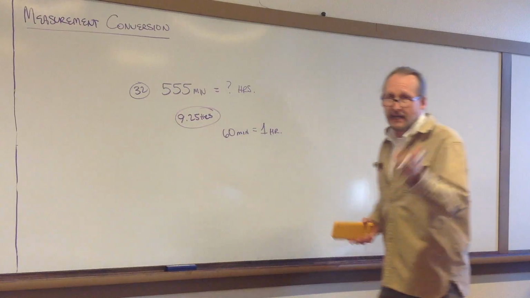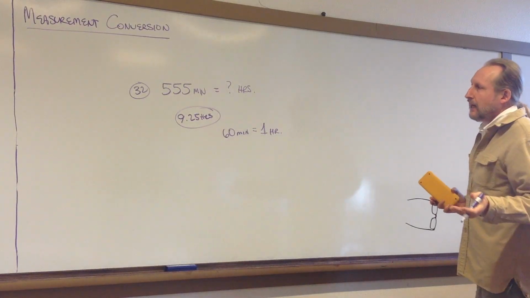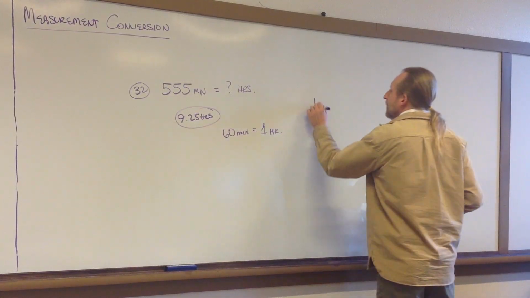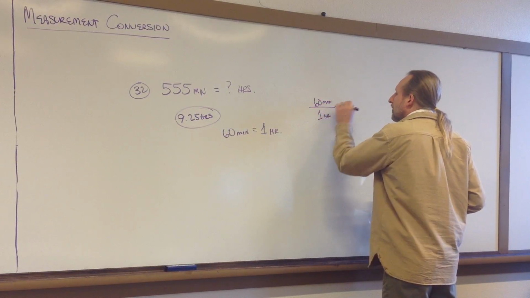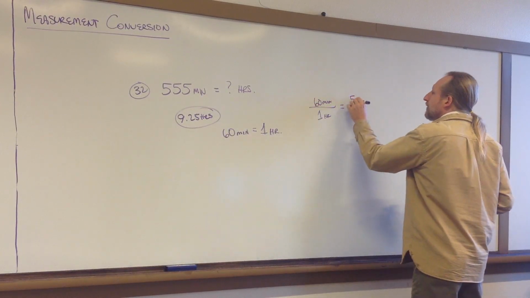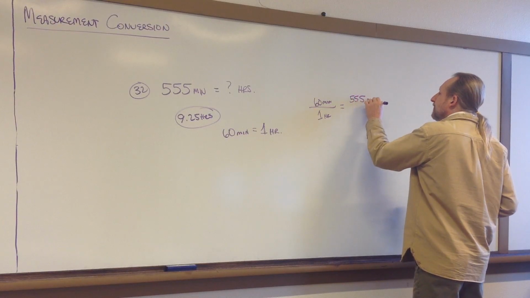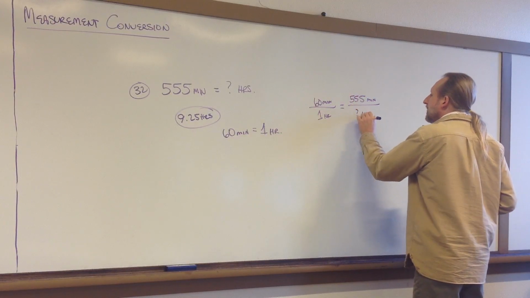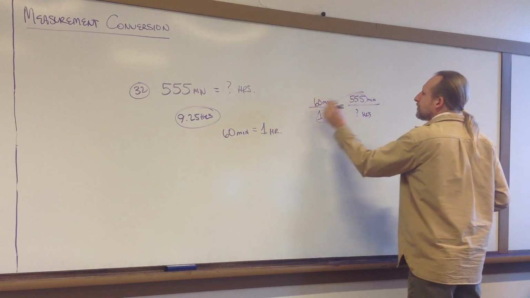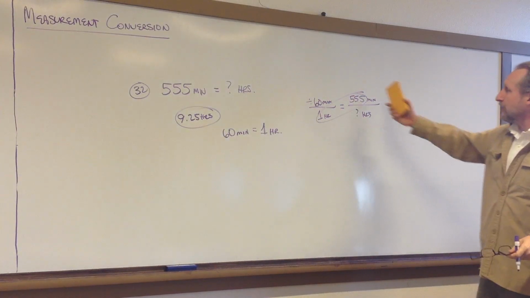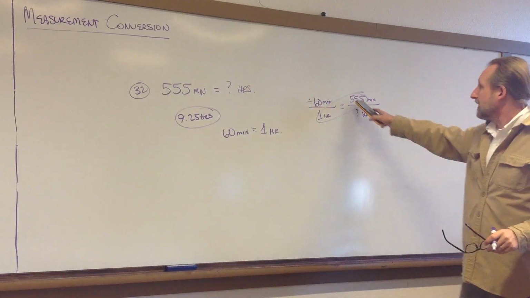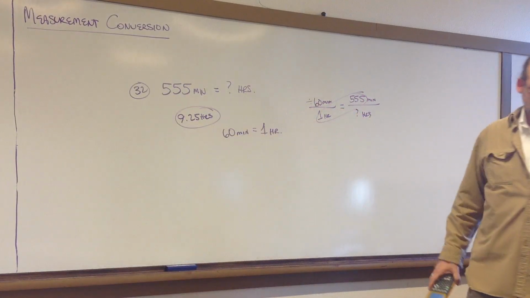Now, like I just said, if you're not sure about that, you can set up a proportion, right? We know 60 minutes is 1 hour. So if we've got 555 minutes, how many hours will that be? Multiply here, divide by that one, and that answers the question. Do I multiply or do I divide? Okay, here we would divide those two numbers.